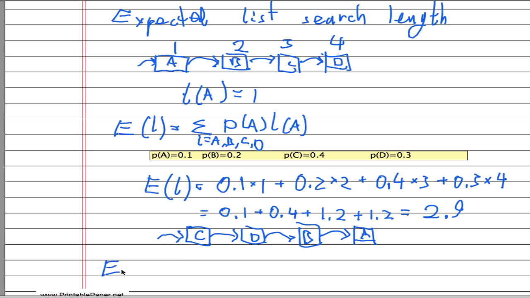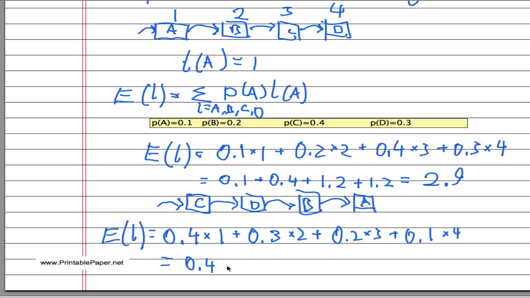Okay, so the expected length in this case is equal to 0.4 times 1 plus D is 0.3 times 2 plus 0.2 times 3 plus 0.1 times 4. Combining that, it's equal to 0.4 plus 0.6 plus 0.6 plus 0.4, which is equal to exactly 2. So 2 is significantly smaller than the 2.9 we got.